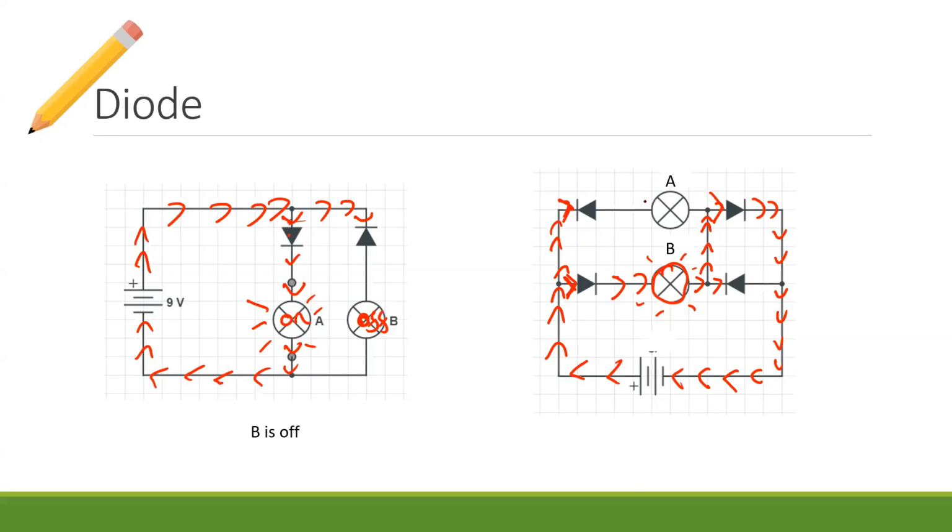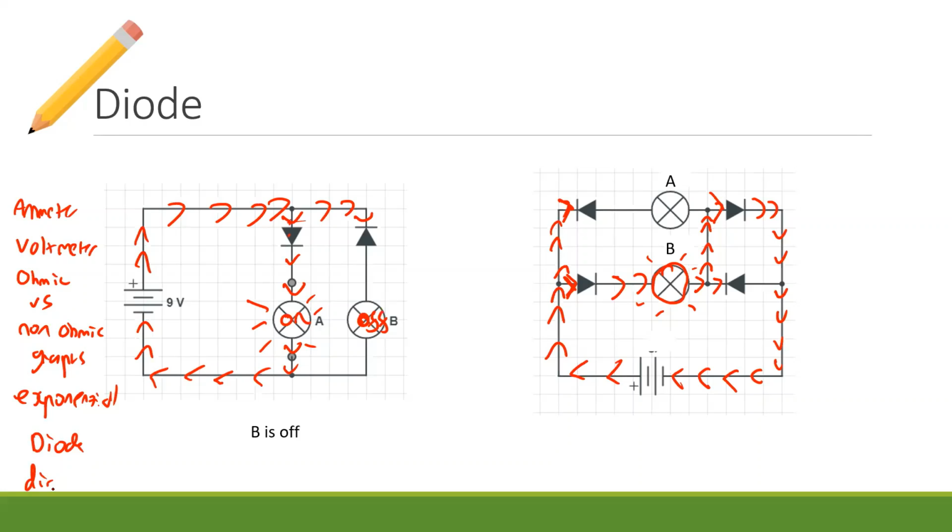That's a lot of stuff that I've talked to you guys about. We spoke about ammeters. We spoke about voltmeters. We spoke about ohmic versus non-ohmic graphs. We then talked about exponentials. And then we even talked about diodes and diode circuits. Look at that. That's a lot of information here.